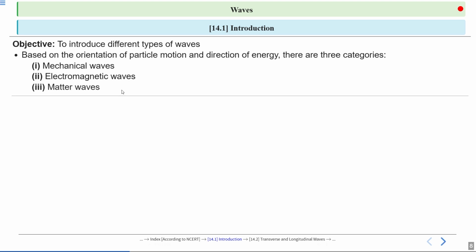And last, or third, matter waves. Matter waves describe the wave-like behavior of particles such as electrons. This concept is important in understanding things like electron microscopes and the behavior of atoms.